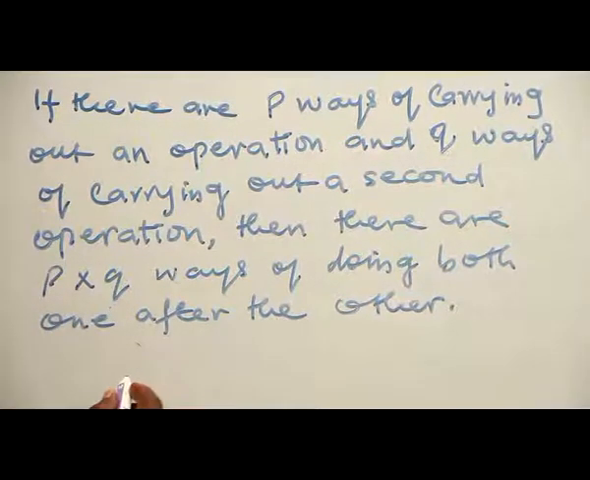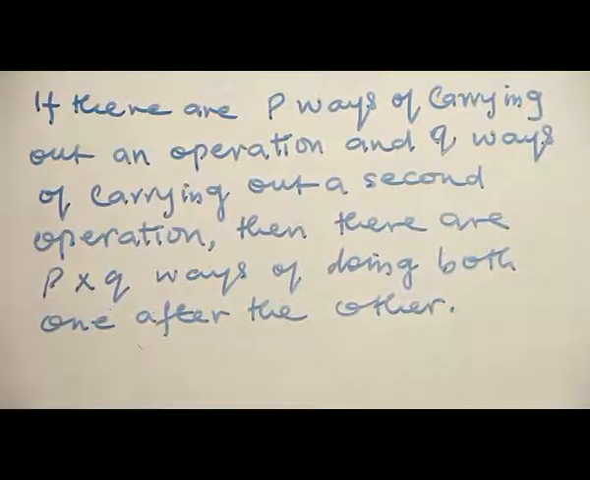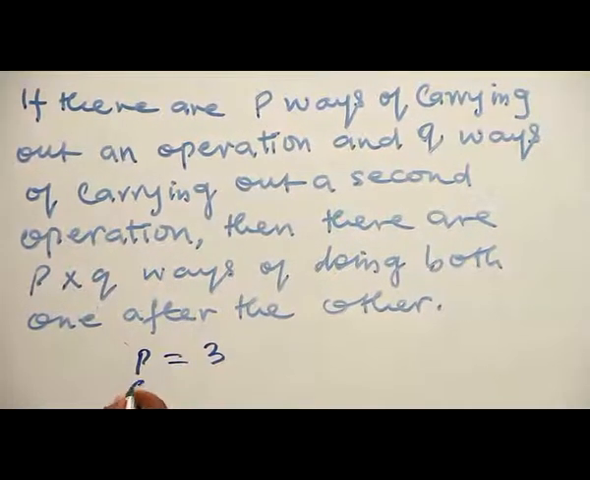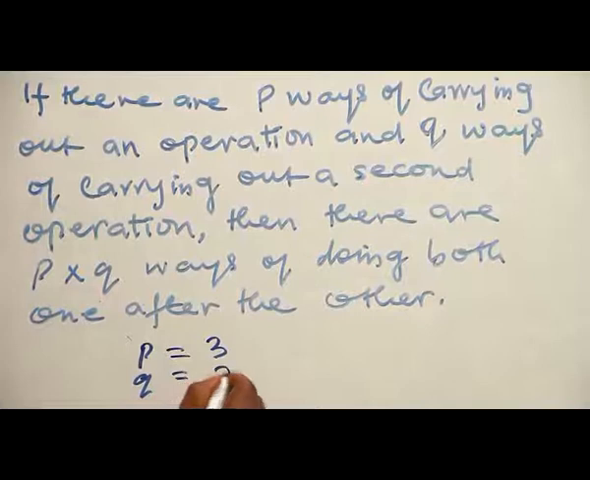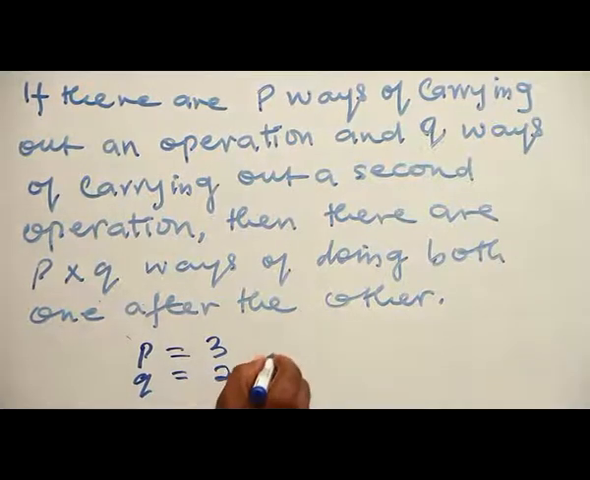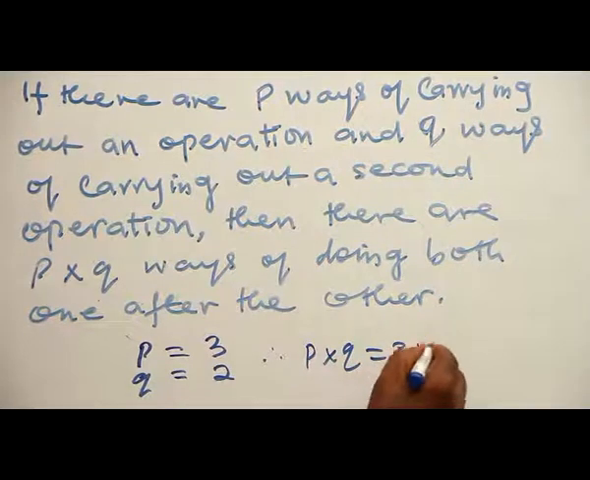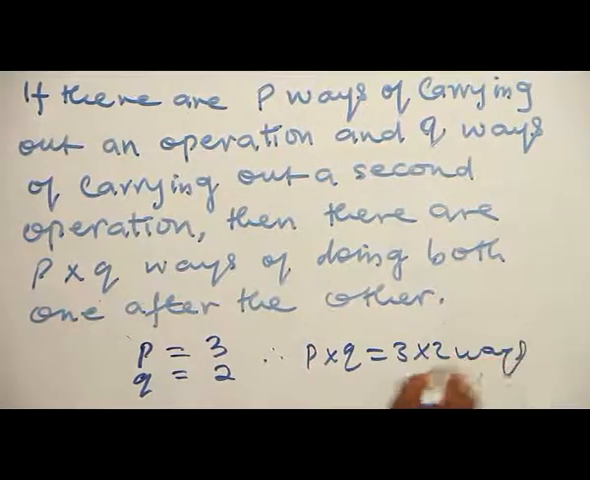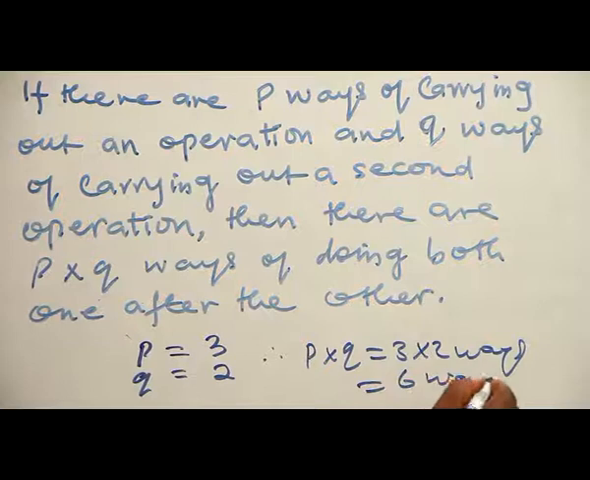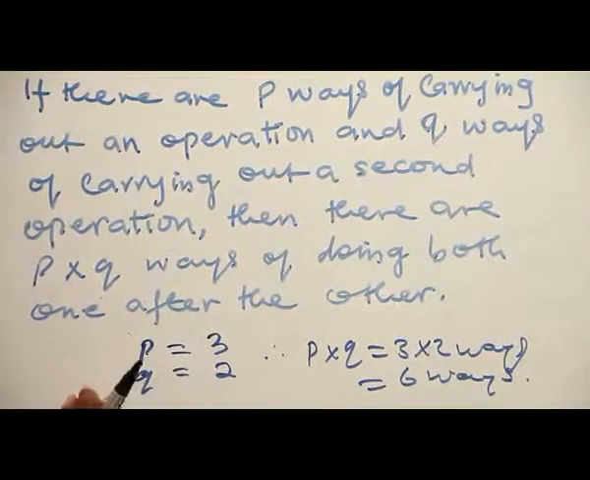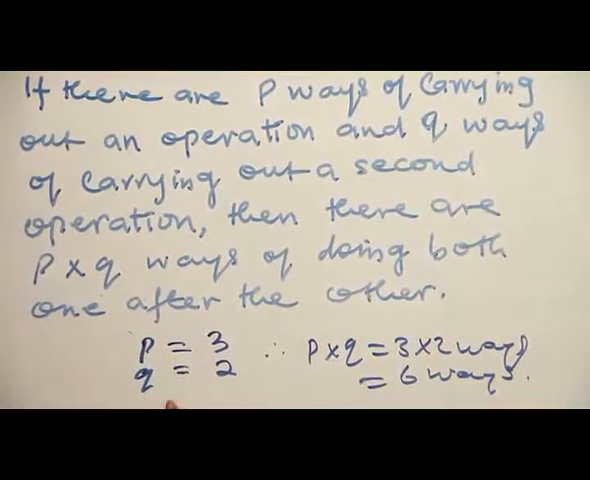So maybe you have your P ways of doing that, that is, P is equal to 3 ways, and Q is equal to 2 ways. Therefore, to do both, which is P times Q, this is equal to 3 times 2 ways. And of course, that will be equal to 6 ways of doing both P and Q, carrying out the operations of P and the operations of Q.